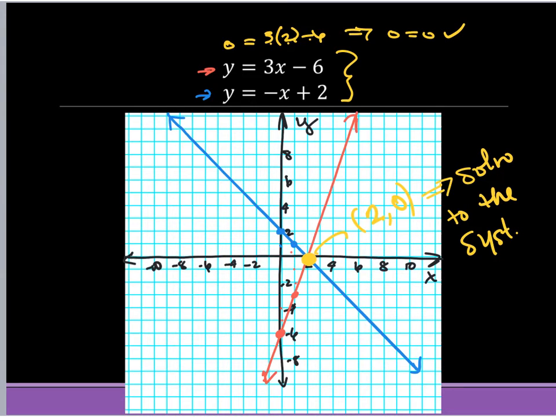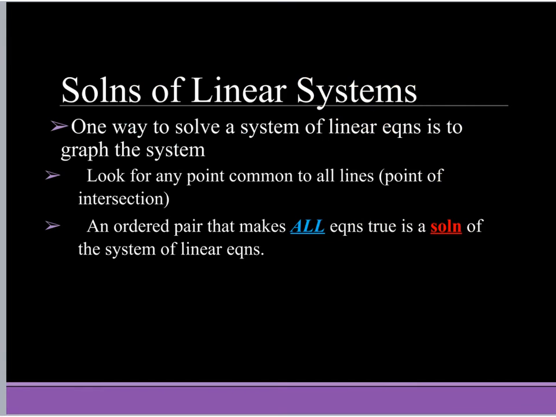Likewise, if I do the same thing down below and I plug a 0 in for y, I have 0 equals, and then I have the opposite of my x value, which is negative 2, plus 2. So negative 2 plus 2 also gives me 0, so that's correct. So that tells me that that is the only point on either one of these graphs that will make both equations true. As you're going to see in this chapter, there's multiple ways that we can solve a system of linear equations. The first way that we're going to learn, which is what we just did, is to graph the system of linear equations.